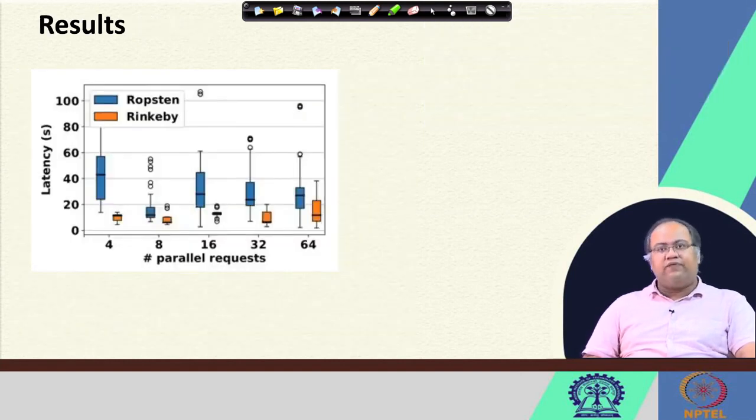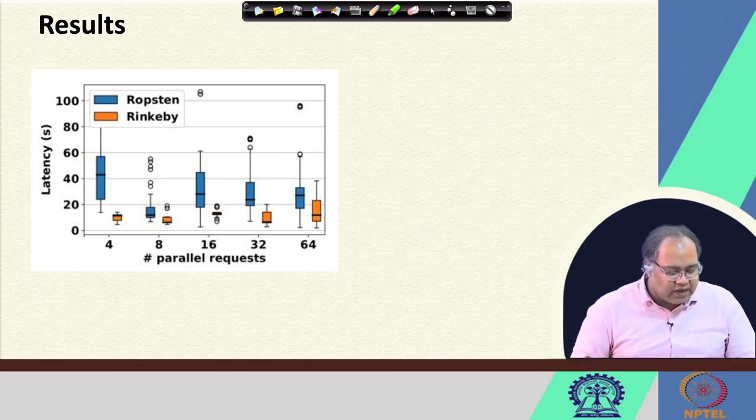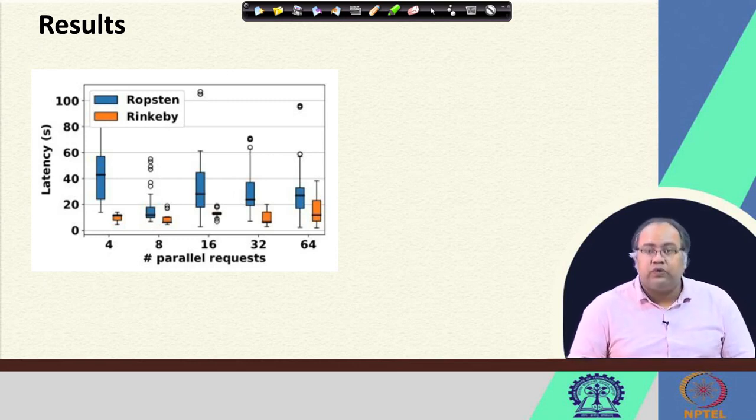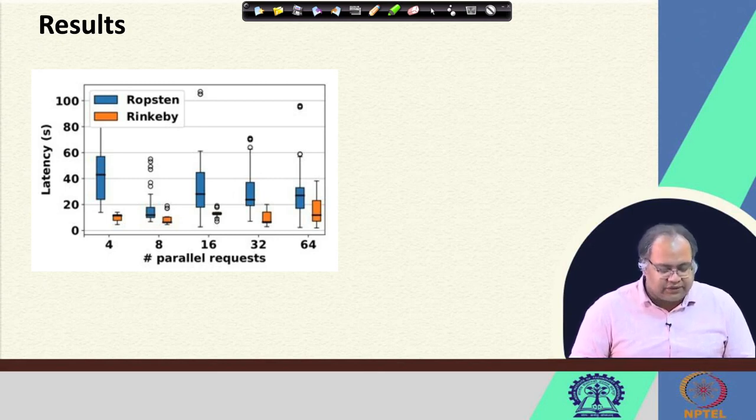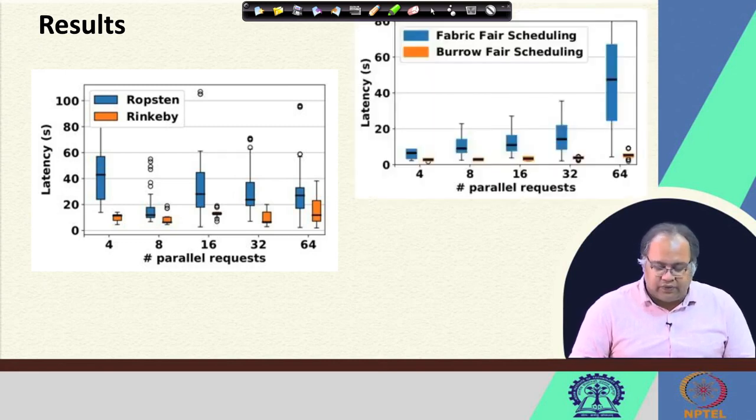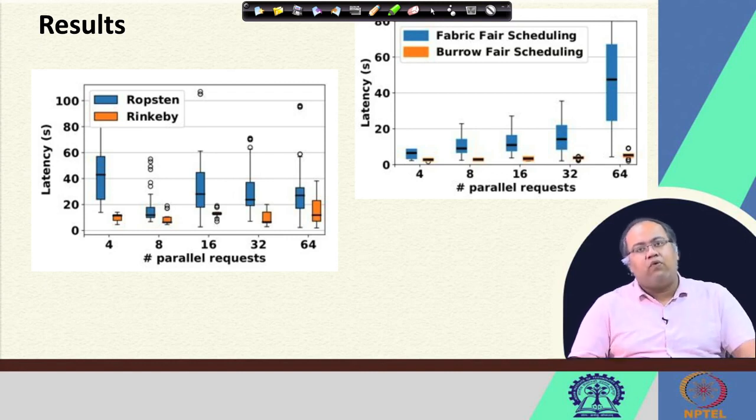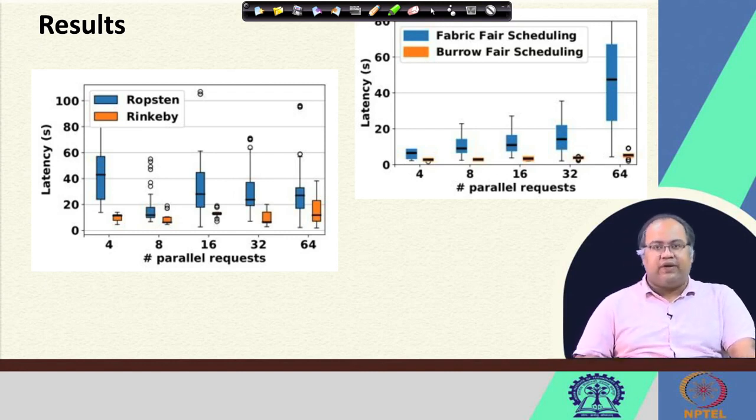So, here are some results from the testbed. If you look at the latency, we tested over two Ethereum test networks, Ropsten and Rinkeby. Here you can see that the latency of Rinkeby was much less compared to Ropsten. Here it shows the latencies for the number of parallel requests on Hyperledger Fabric and Hyperledger Burrow. Burrow worked much better in our case, and that was due to the way Fabric and Burrow do the scheduling.